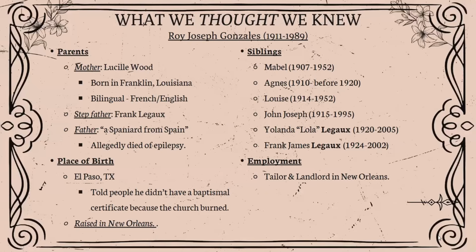As for work, what we know he did was that he was a tailor and a landlord in New Orleans. In the 1930s, when the Depression hit, a lot of businesses and landlords were selling off their residential and commercial properties, and he bought them all for nothing. He bought a ridiculous amount of property and set the rent really, really low so that he would always have tenants. And he made a killing doing this.